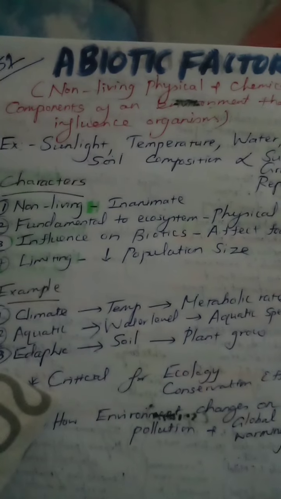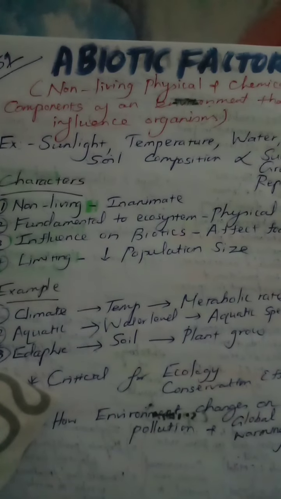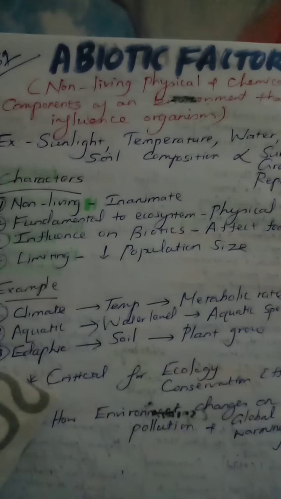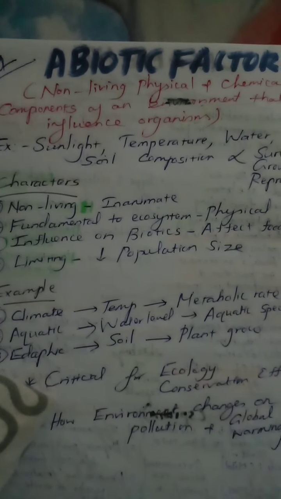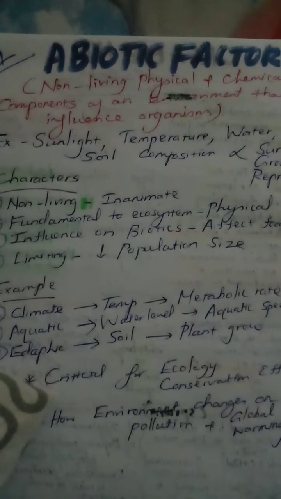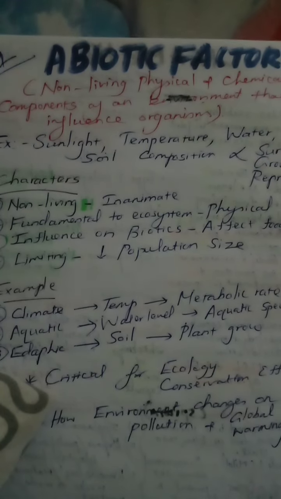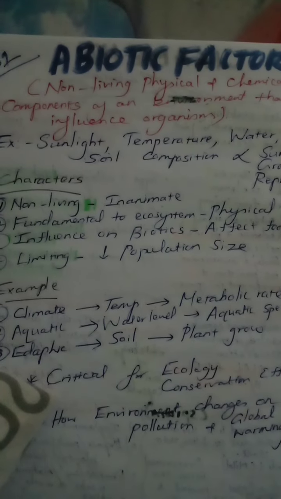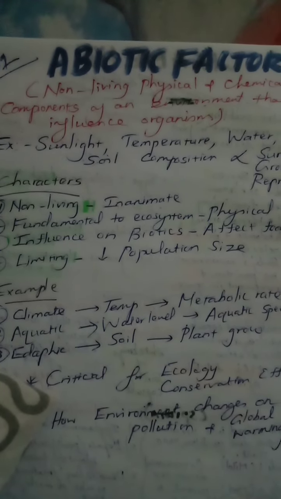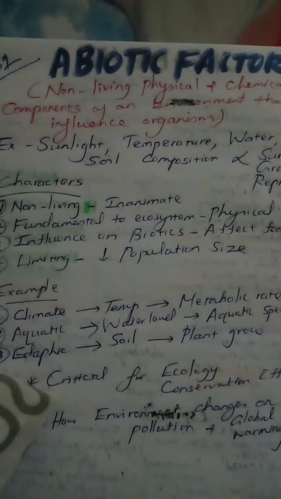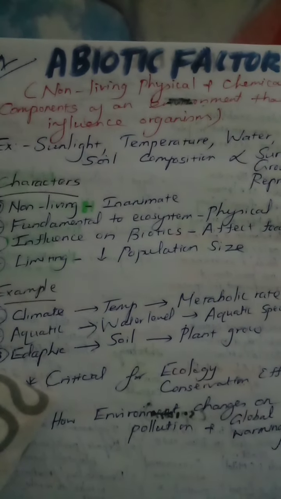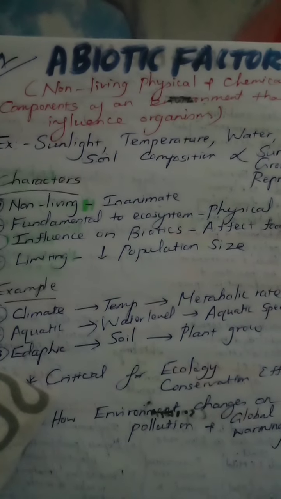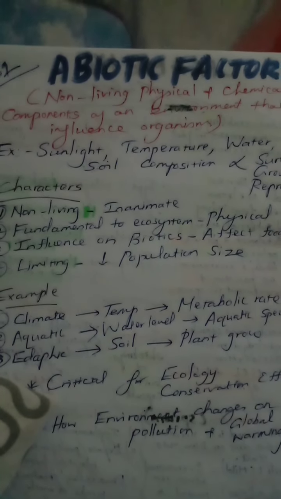In the same way, aquatic factors like water levels, especially for aquatic species. We're talking in general today, right? Not only for humans. Edaphic factors like the soil, that is the soil composition, the soil nutrients, definitely have an influence on plant growth, isn't it? So, abiotic factors are critical for ecology conservation. So, the environmental changes, the pollution, the global warming, all these are influenced by these environmental factors, which are known as abiotic factors.